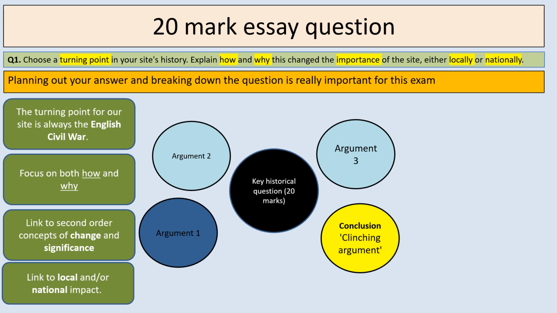So we're just going to look at an example answer for a turning point question, just to see how you can break this question down. If you've got a question such as, choose a turning point in your site's history, explain how and why this changed the importance of the site, either locally or nationally, we would encourage you to do a quick plan of the question. So you want to be looking for 3 key arguments here, and then the conclusion is a clinching argument.